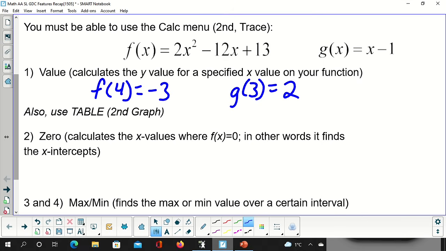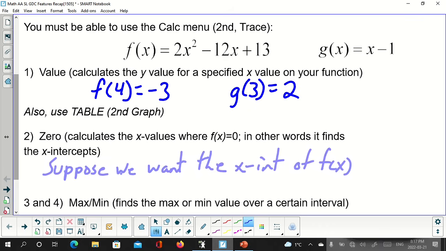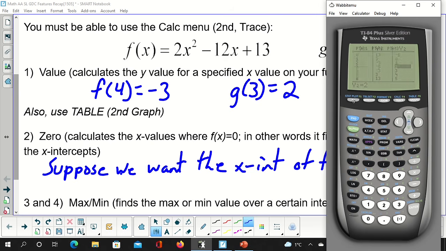Our next important feature is looking at zeros. So these are x-intercepts on the graph. So let's suppose we want the x-intercepts of f of x. I could head to my calculator. I'm actually going to turn off the second graph, so I can just go over to the equal sign and hit enter. And now it will only graph that first one, that parabola. If I want the zeros, I press second and then trace to get to this important menu, and I choose 0.